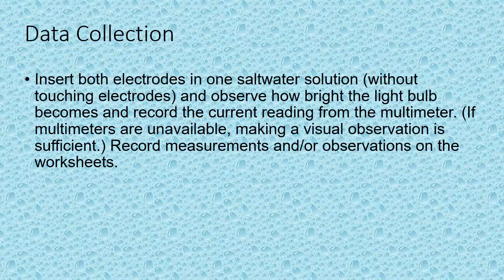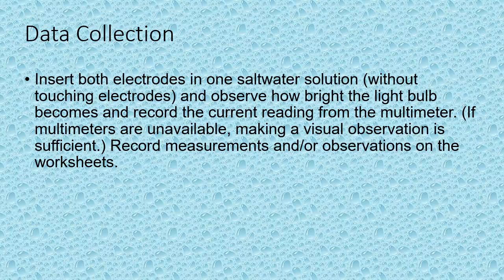Then, in order to collect your data, you're going to insert both electrodes into one saltwater solution. Don't let the electrodes touch, because they're both conductors, so they're going to automatically light that bulb. Just touch the electrodes into the saltwater solution, and then observe how bright the light bulb becomes and record the current reading from the multimeter. In this case, we're not going to use a multimeter, so just go ahead and make a visual observation.